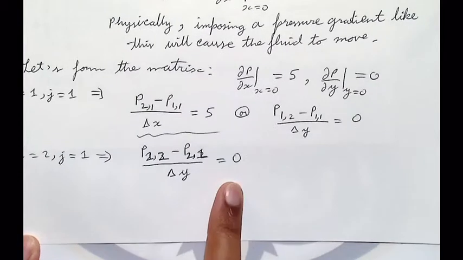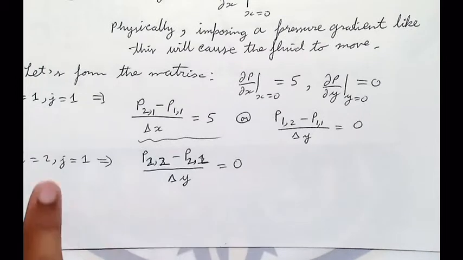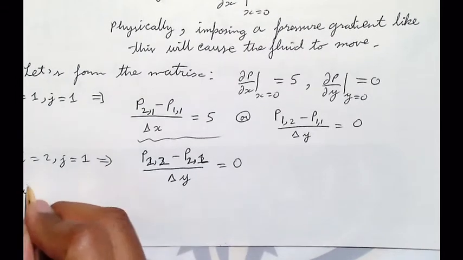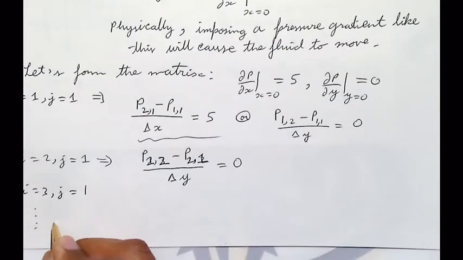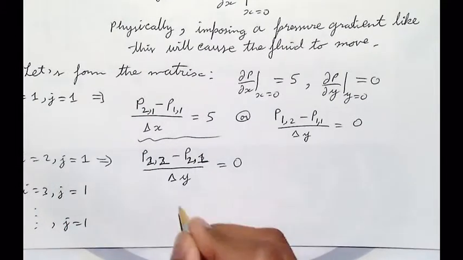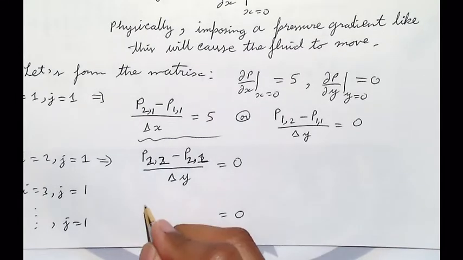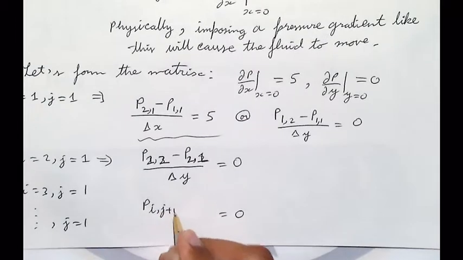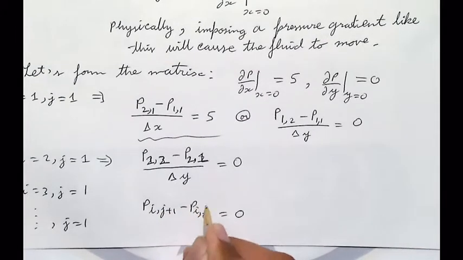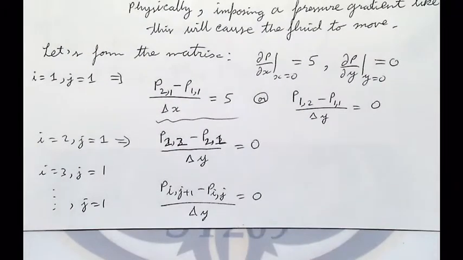Why did I write 0? Oh yeah, that's correct. So dp/dy equals 0. So for all subsequent i equal 3, j equal 1, and whenever we have a j equal 1, we will have something similar. 0. Basically, p(i,j+1) minus p(i,j) over delta y equals 0. Okay. All right. So what happened after this?